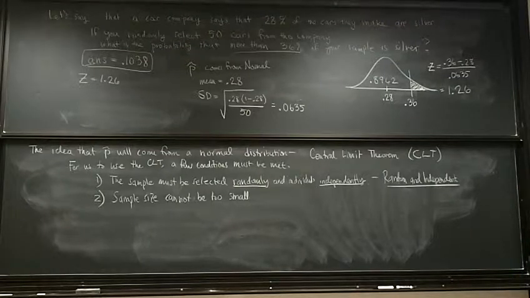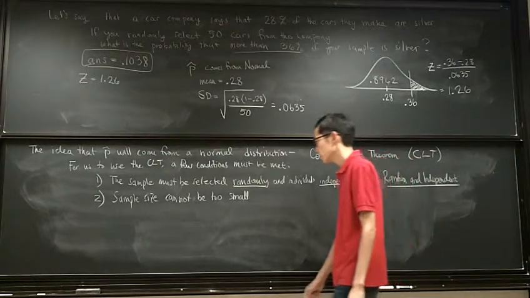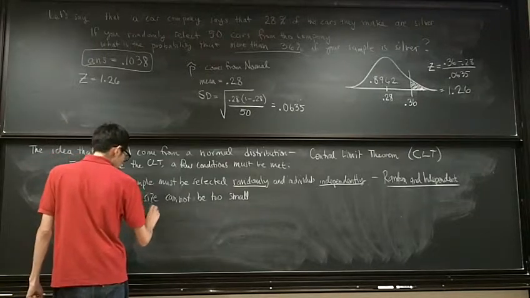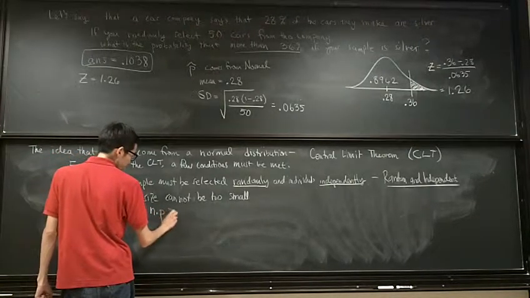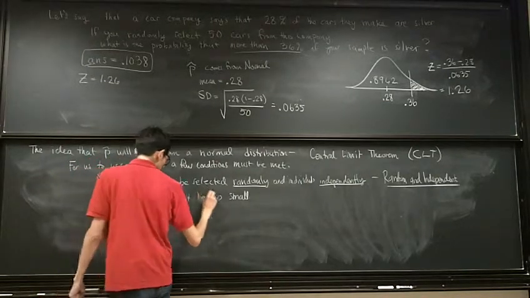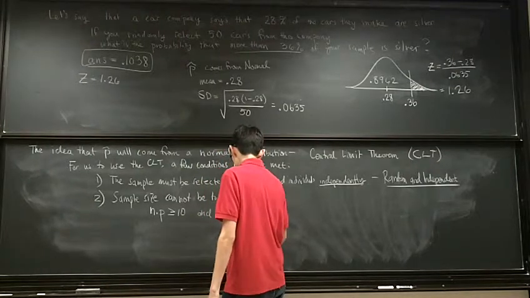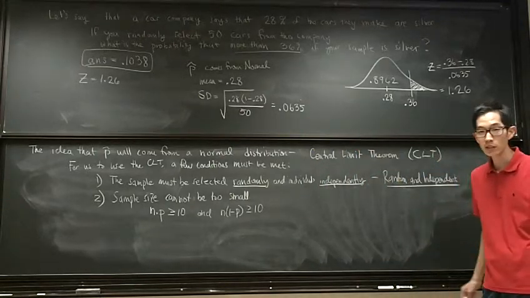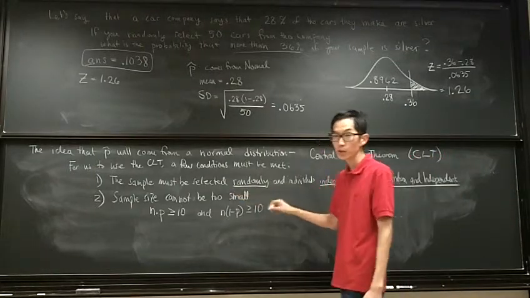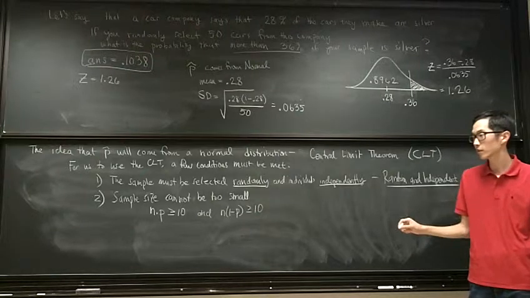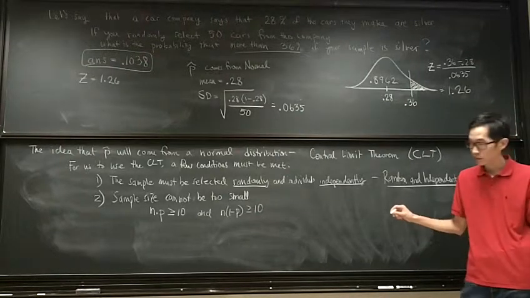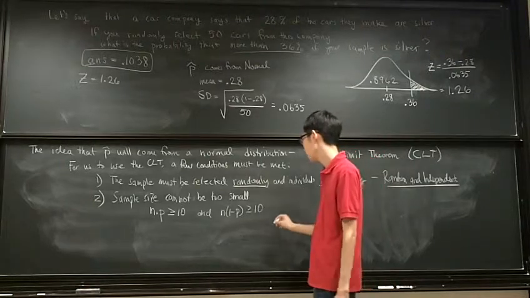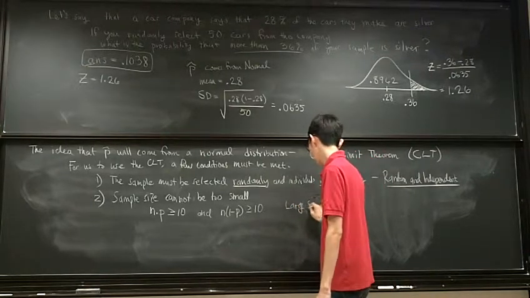So how do we know if the sample size is too small or not? Well, we have to look at n and p. n times p has to be greater than or equal to 10, and n times 1 minus p has to be greater than or equal to 10. Whatever n is and whatever p is, check these two numbers. Both have to be bigger than 10. If that's the case, our sample size is okay. If either of these numbers is less than 10, your sample size is too small. So this is the large sample condition.